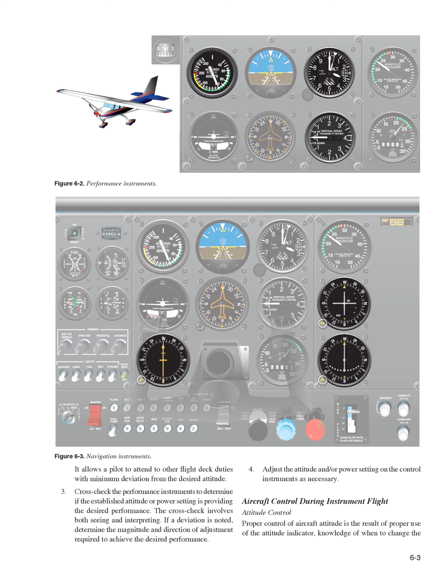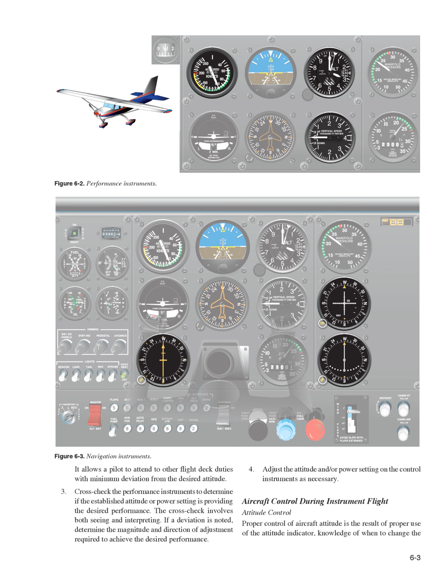3. Cross-check the performance instruments to determine if the established attitude or power setting is providing the desired performance. The cross-check involves both seeing and interpreting. If a deviation is noted, determine the magnitude and direction of adjustment required to achieve the desired performance. Adjust instruments as necessary. Aircraft control during instrument flight.